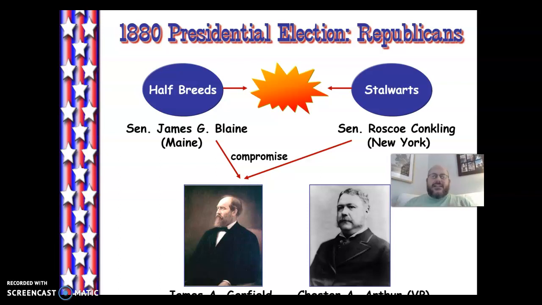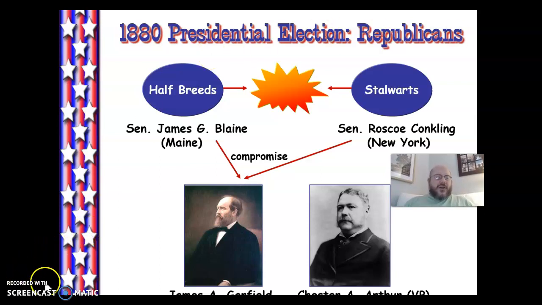And so a compromise deal is going to be done where Ohio Congressman James Garfield is going to be nominated for president, and longtime party crony, stooge some have said, of Roscoe Conkling out of New York City, Chester A. Arthur, will be the vice presidential nominee. So the Garfield-Arthur ticket is what the Republicans are going to be running on in 1880. And we'll leave it there for right now.